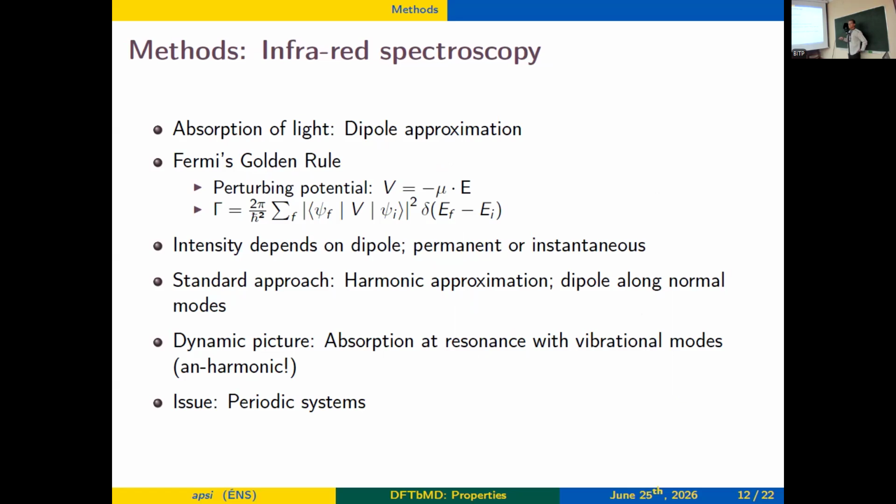So the intensity is proportional to the dipole. We have that in the potential, and it could be a permanent dipole or it could be an instantaneous dipole. But we need to have a change in the dipole during the dynamics for there to be an intensity. So this gives us some selection rules.